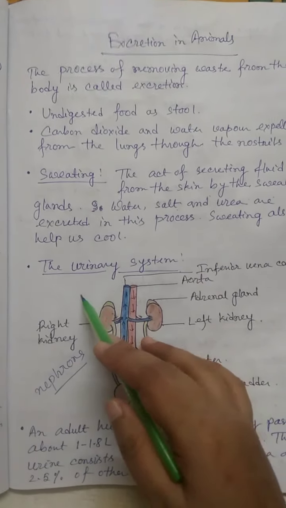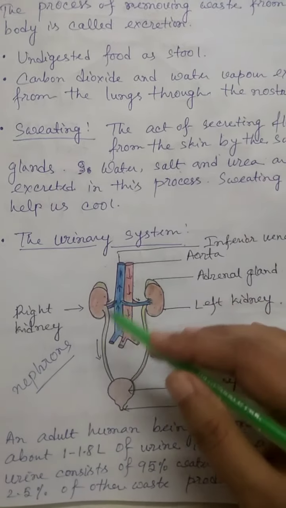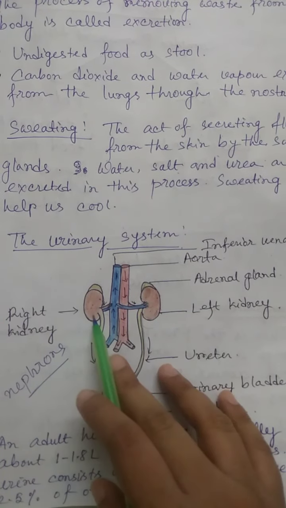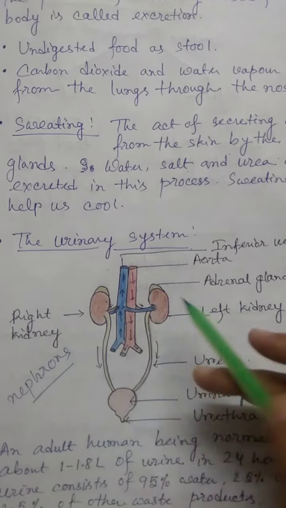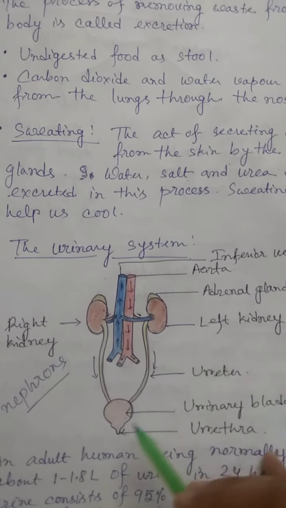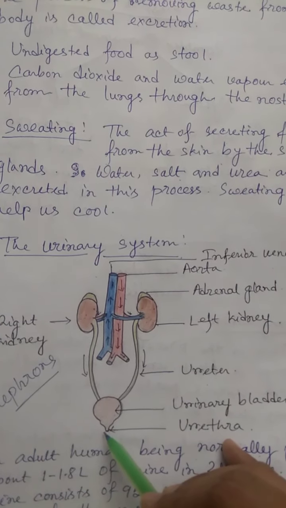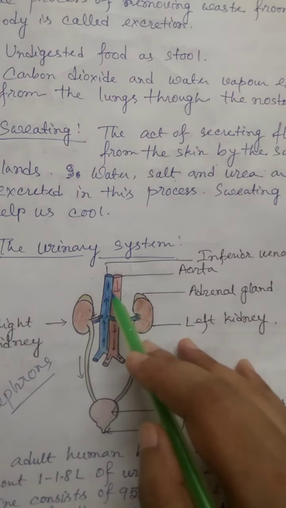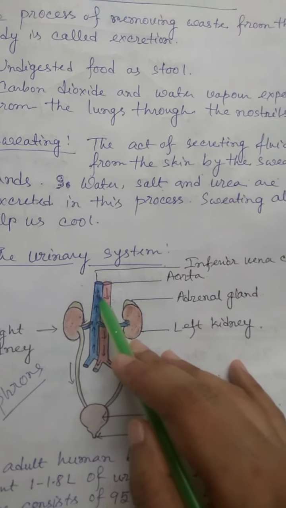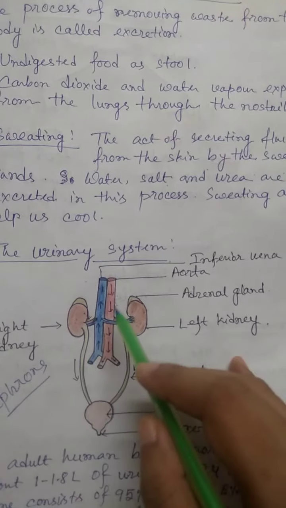Now we are going to the main excretory system, that is the urinary system. This is the figure of the human urinary system, and it mainly consists of two kidneys. This is the left kidney and this is the right kidney, and two pipes are coming out from these kidneys. They are known as ureters. Then it enters into a pouch like structure, that is the urinary bladder, and the opening of this bladder is the urethra. Now here are the two main blood vessels. One is the inferior vena cava, as you can see, which carries the deoxygenated blood from the kidneys, and the other is the aorta.